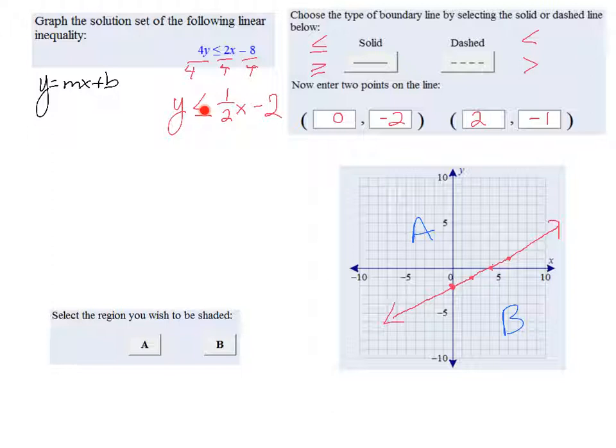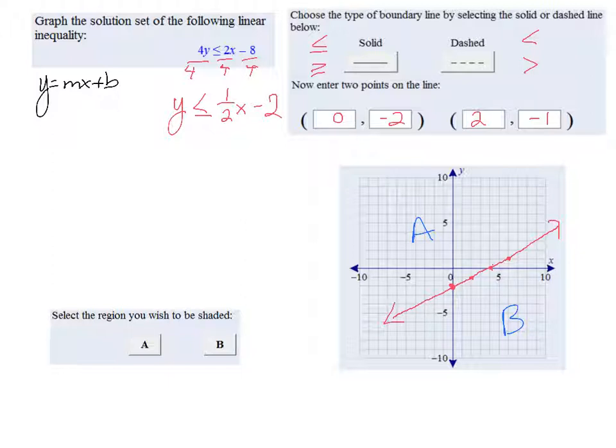I want all the points that would work such that the y value is less than or equal to where that line falls. That means it's really going to end up being everything on this side of the line, or everything on this side of the line. The most accurate way to decide whether I want to shade in the A section or the B section is to do a test point.